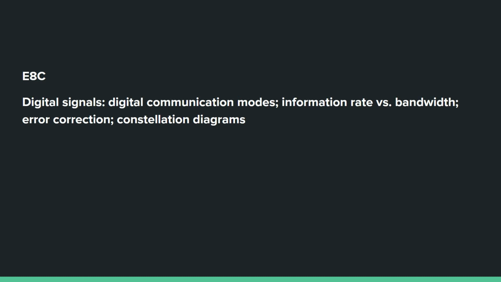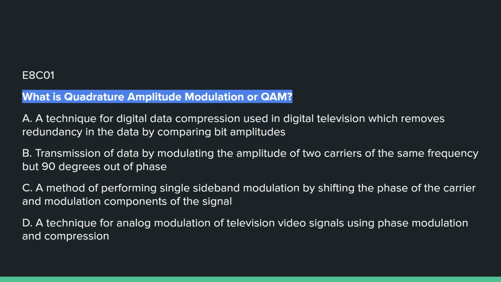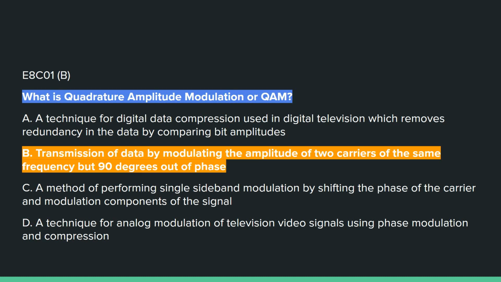E8C covers digital signals, digital communications modes, information rate versus bandwidth, error correction, and constellation diagrams. E8C01, what is quadrature amplitude modulation, or QAM? B, transmission of data by modulating the amplitude of two carriers at the same time, same frequency but 90 degrees out of phase.